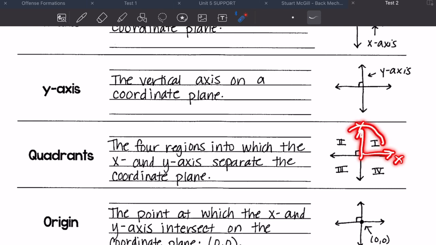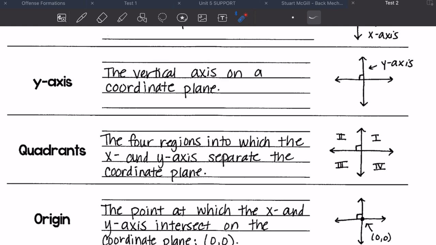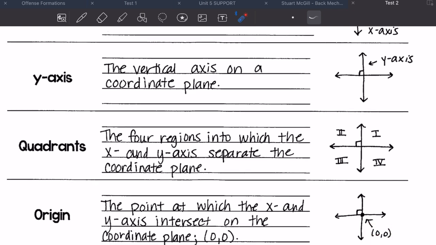And then the coordinates actually rotate counterclockwise. In math, we rotate counterclockwise. So you'll see the first coordinate, second coordinate, third coordinate, and fourth coordinate there listed in Roman numerals. The origin is a super important point. It's the point in which the x and y axis meet, or more importantly, it's the ordered pair of the coordinate 0, 0, where x is equal to 0 and y is equal to 0.